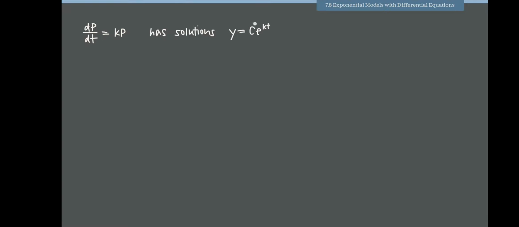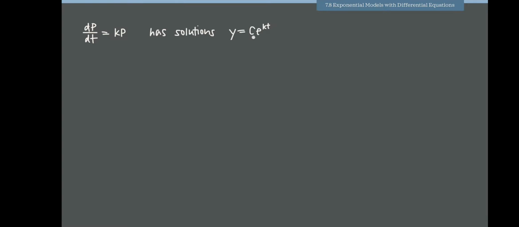And we've already seen how to find this. This solution comes directly from solving this differential equation as a separable differential equation, separating variables, integrating both sides, and then solving for y. If you do that with this equation, you're going to get this general solution.